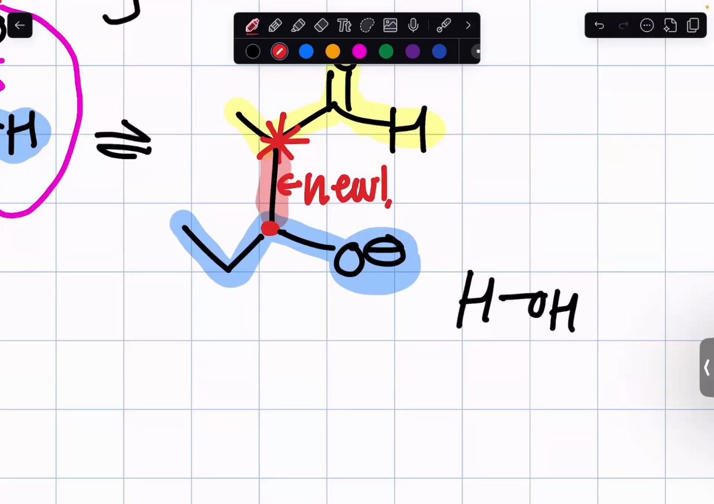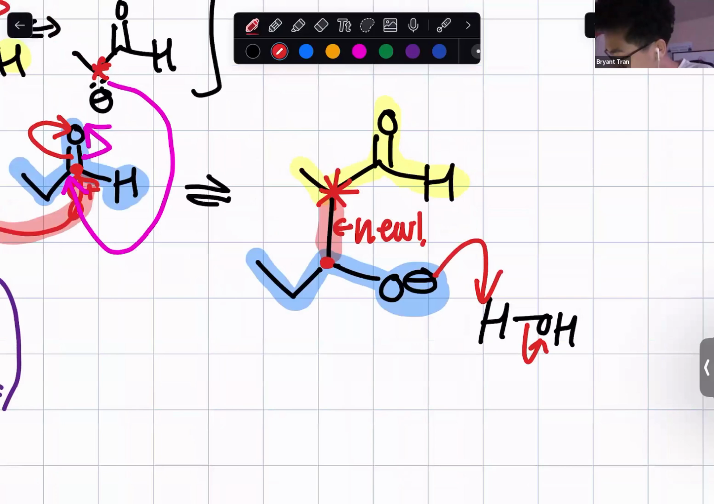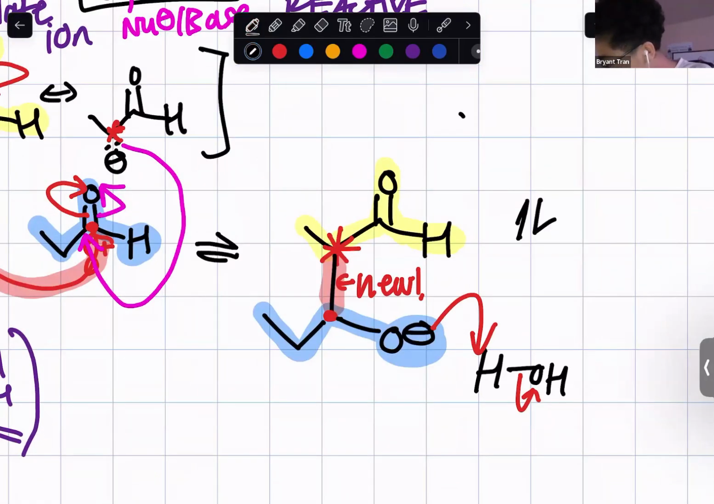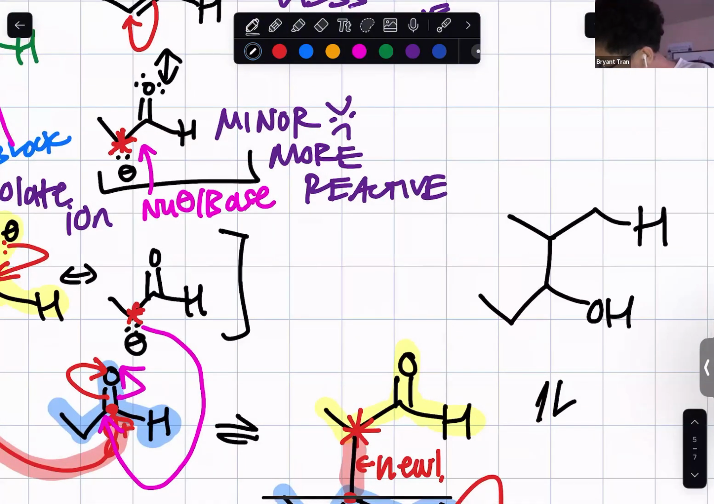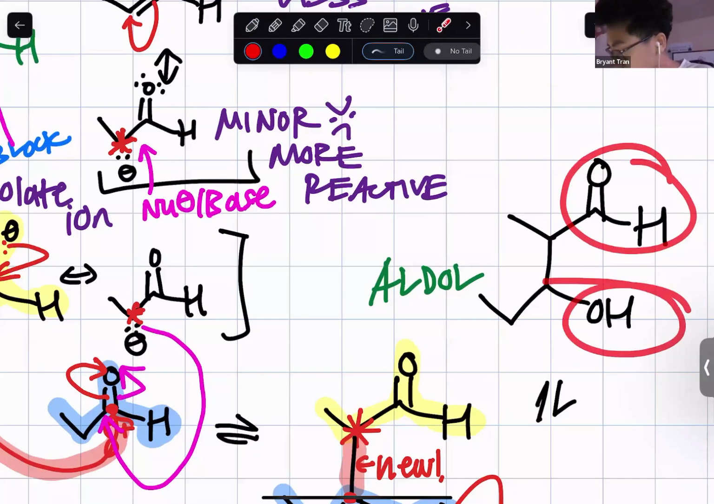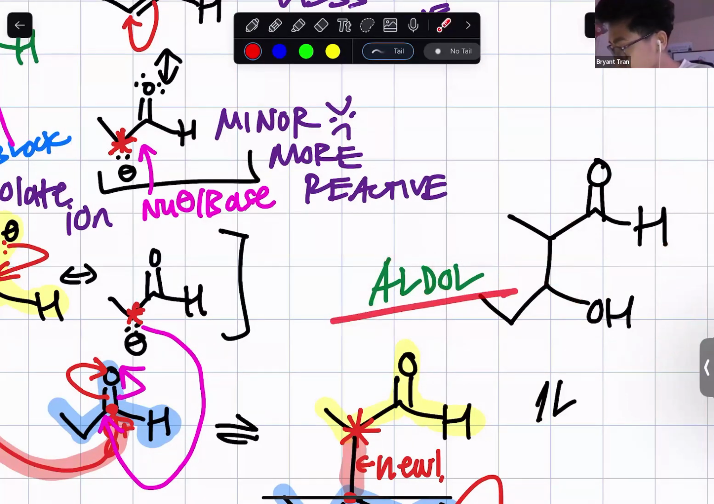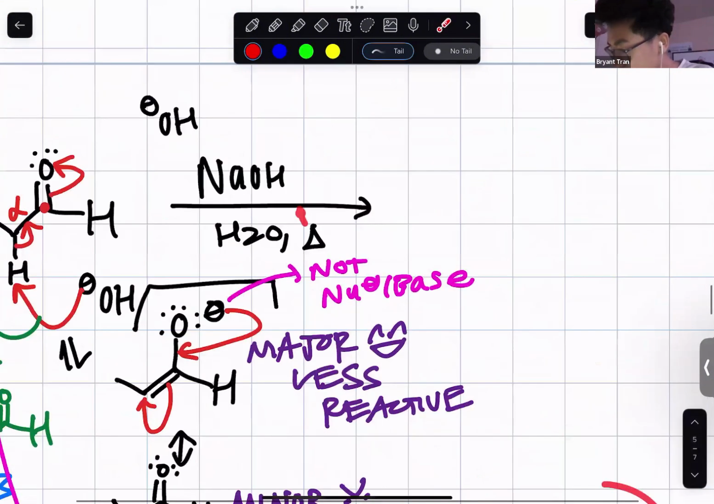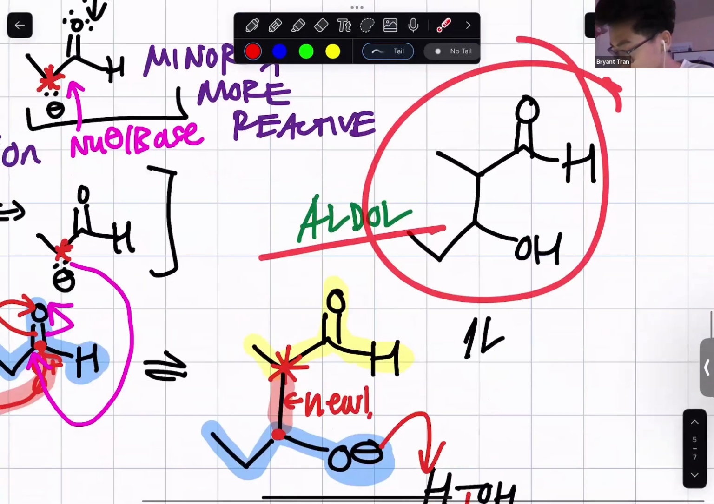So this O minus here is going to grab the H, kicking out the OH, to give us this intermediate here, the neutral OH, and this product here. And this product here is what we call an aldol. An aldehyde, and beta to the aldehyde is an alcohol. Aldol. Aldehyde next to alcohol. Aldol. So this would be the final answer if we did not have heat. If we didn't have heat, we stop here.